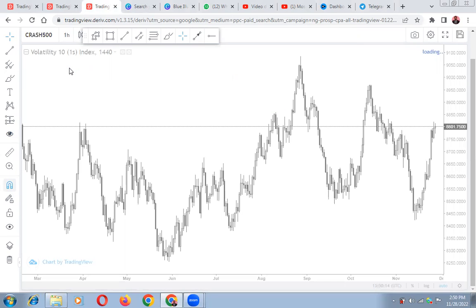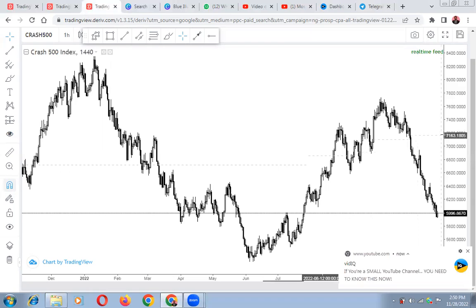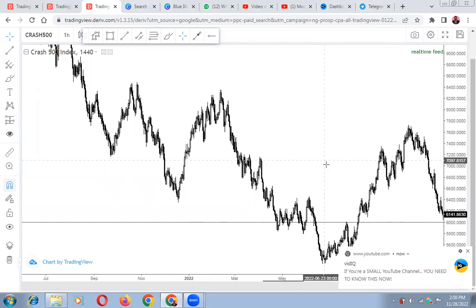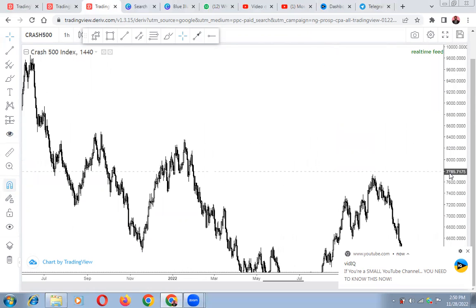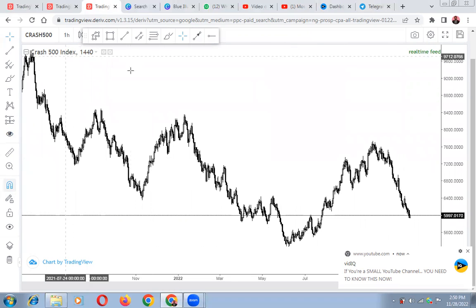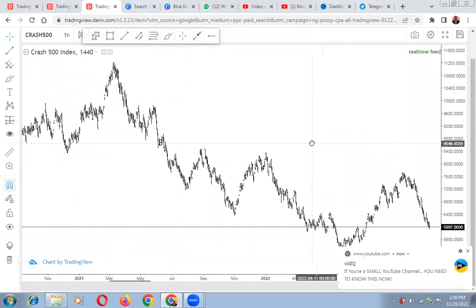Structure is king. What is price doing? Putting history behind price, trying to find out what price has been doing for a period of time. Okay, let me pitch my screen. As you can see on my screen, this is Crash 500. You will agree with me that Crash 500 has been bearish. It has been on a downtrend for a long time.